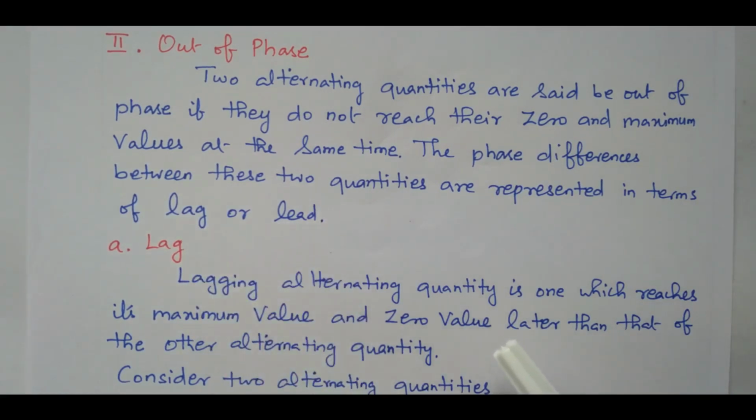In the previous case, both the zero value and maximum value are reached at the same time. Here it's not at the same time. It may be lead or lag. The angle may be leading or lagging. So there are two types available. First we will see the lagging. What is meant by lag?